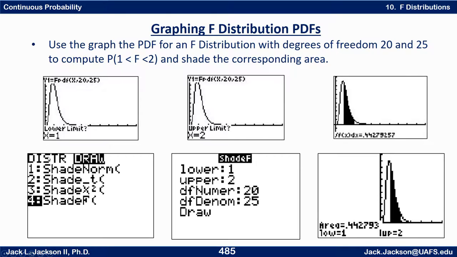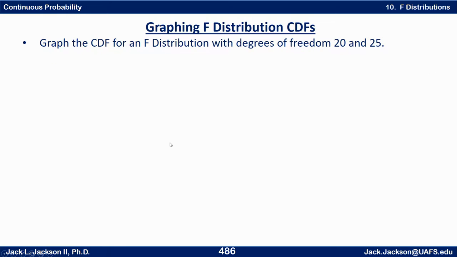So go second, variables, VARS, second VARS, gives you distribution, right arrow to draw, and there is a shade F. Give it lower, upper, degrees of freedom for the numerator, degrees of freedom for the denominator, draw, and it will shade that in. So nice little shortcut there.